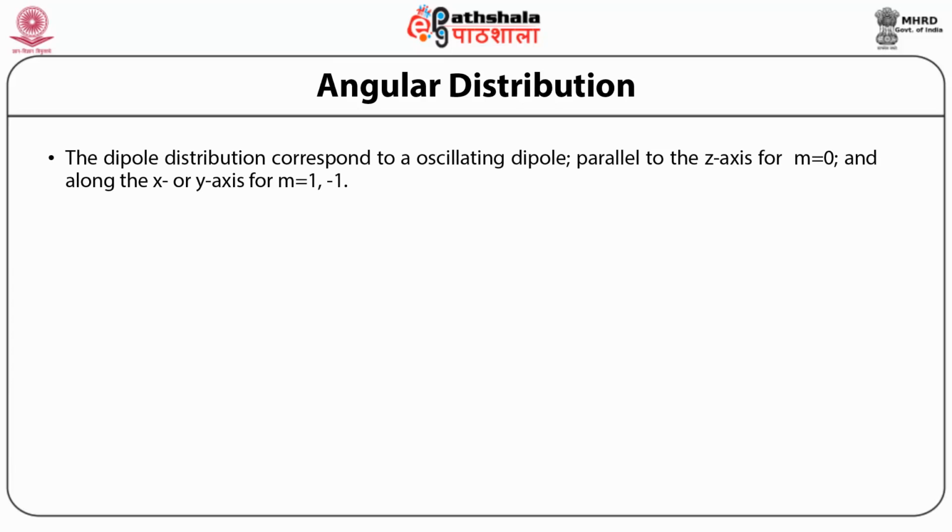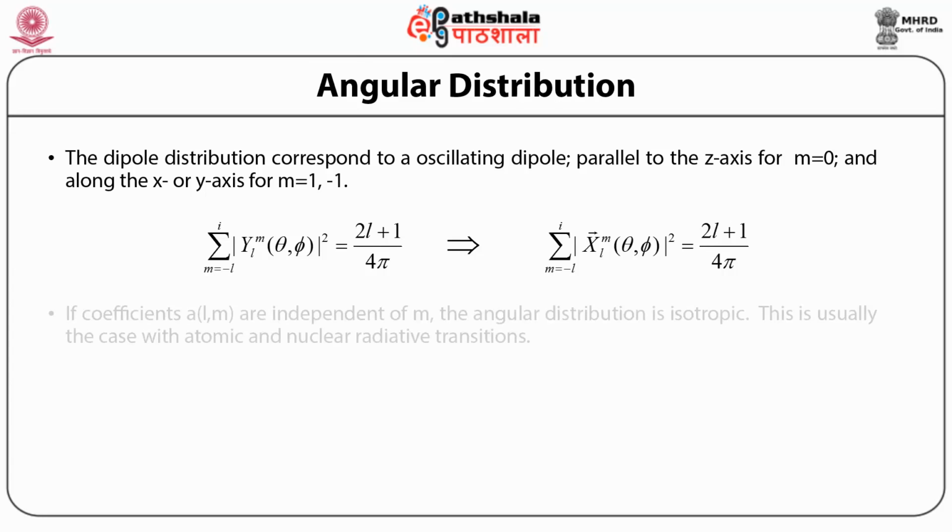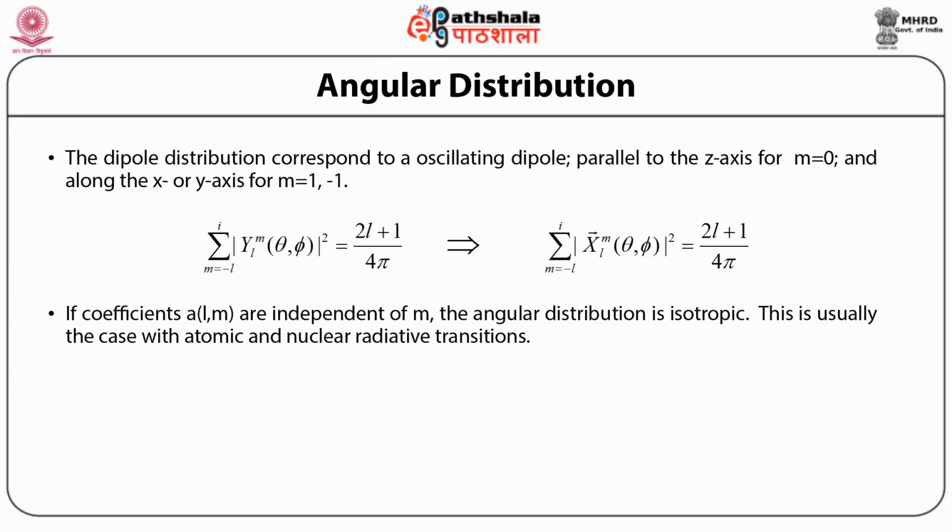The dipole distribution corresponds to an oscillating dipole parallel to the z-axis for m equals 0, and along the x or y-axis for m equals 1 or −1. The sum over m from −L to L of |Y(L,m)(θ,φ)|² equals (2L+1)/4π, which implies that the sum over m from −L to L of |X(L,m)(θ,φ)|² equals (2L+1)/4π. If the coefficients A(L,m) are independent of m, the angular distribution is isotropic.